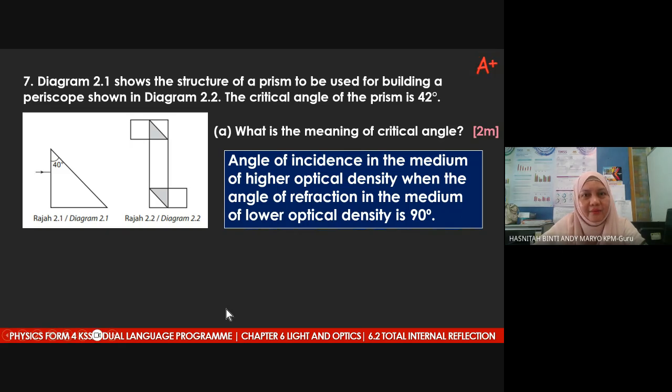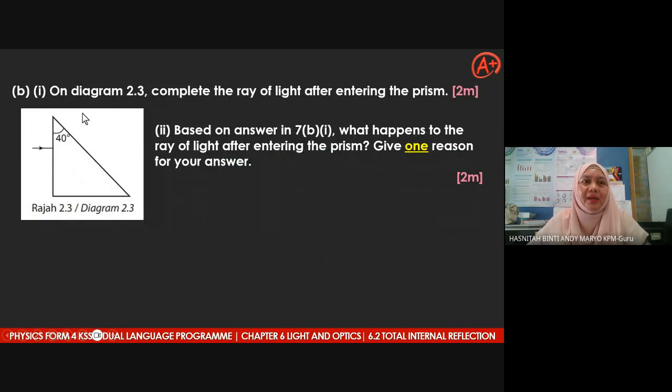Okay, are you done with A? I repeat, critical angle is the angle of incidence in a medium of higher optical density when the angle of refraction in the lower optical density medium is 90 degrees. Okay, what about the second question? On diagram 2.3, you have to complete the ray of light after entering the prism. So here the light is entering at the normal, at this border. It enters at normal, at 90 degrees.